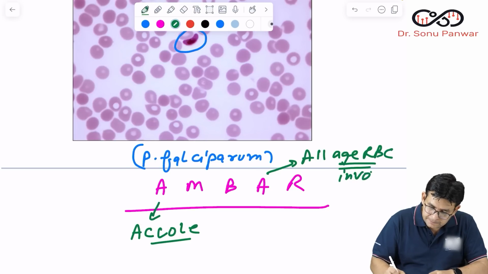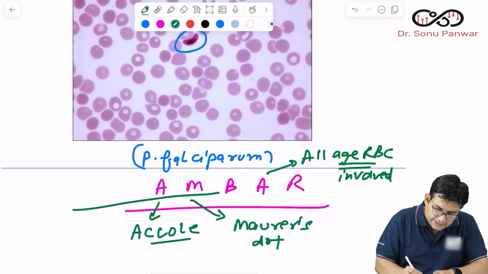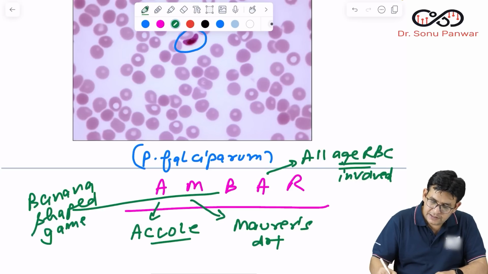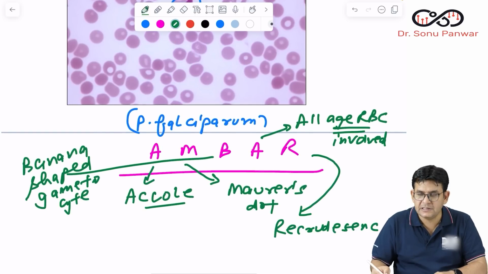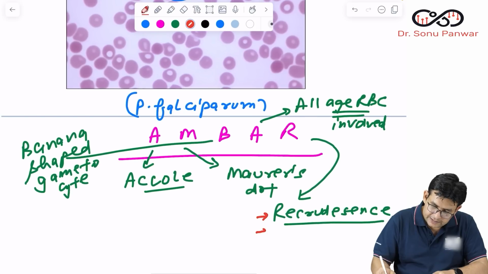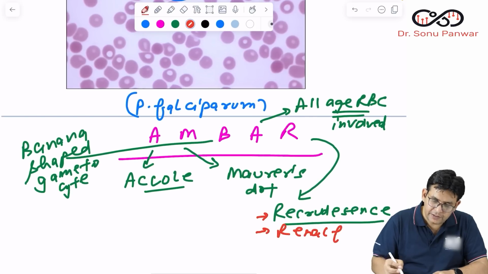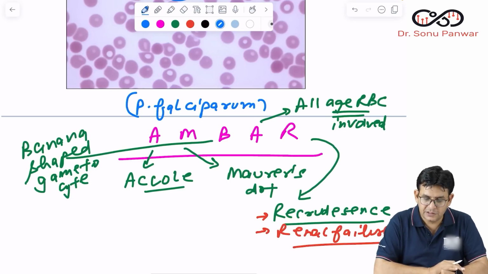Besides that, M is Maurer's dot. B is banana shaped gametocyte. And R is recrudescence. Because of incomplete treatment, the recrudescence happens. Other than that, renal failure or recrudescence associates with this Plasmodium falciparum. Is it fine? So this is also to be remembered.